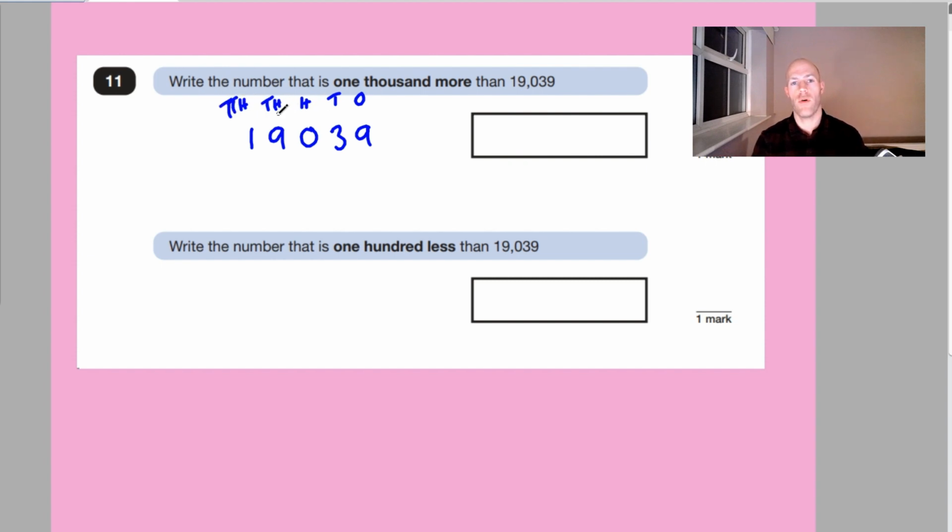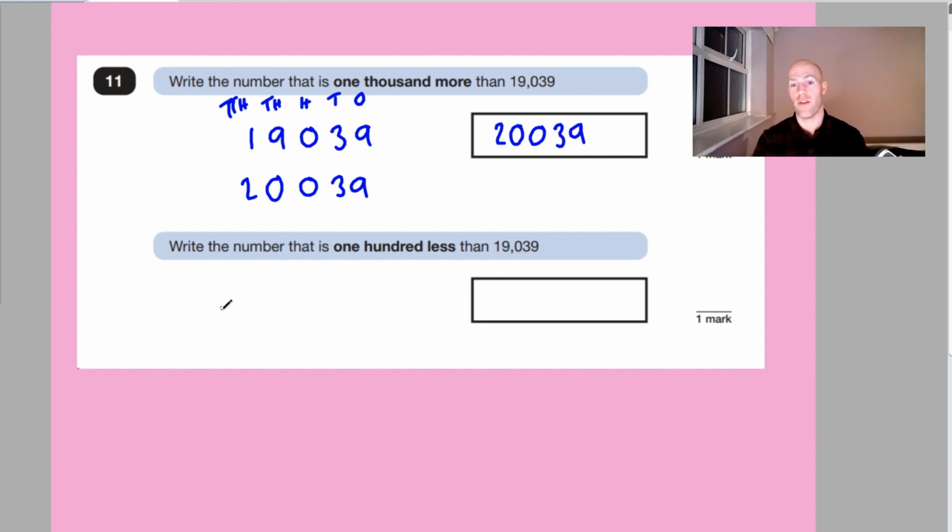If you've got one more thousand, you go from 19,000 to 20,000. Nothing else in the number changes. You're adding one more thousand. You've gone from 19 to 20. 3, 9. 20,039. I think the markers, or the examiners, are checking whether you drop one of those zeros, you round it, or you do something else. Just focus on the area they're looking for.